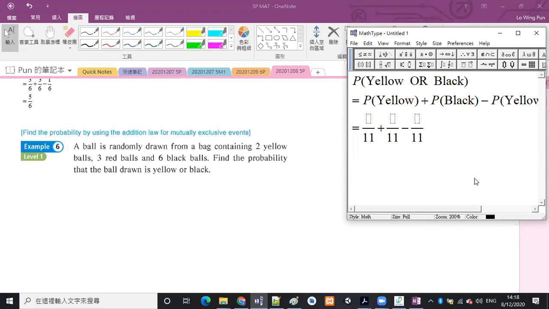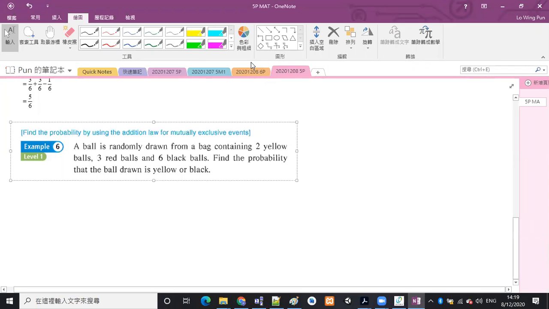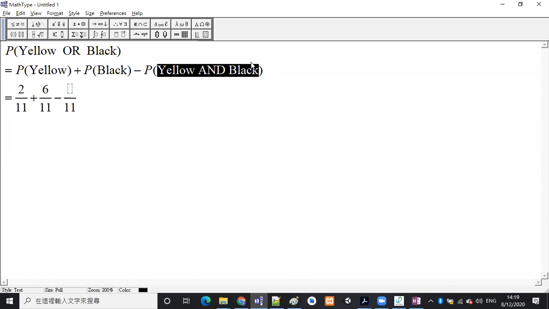Okay, so for the first one, out of the 11 balls, how many of them are yellow? That is easy, 2. Okay, and then for the second fraction, out of the 11 balls, how many of them are black? That will be 6. Okay, and out of the 11 balls, how many of them will be yellow and black at the same time? Is there any ball which is colored in yellow and in black in our situation? No. Okay, none of them can satisfy this requirement. Okay, so what we are going to fill in this space will be just 0.